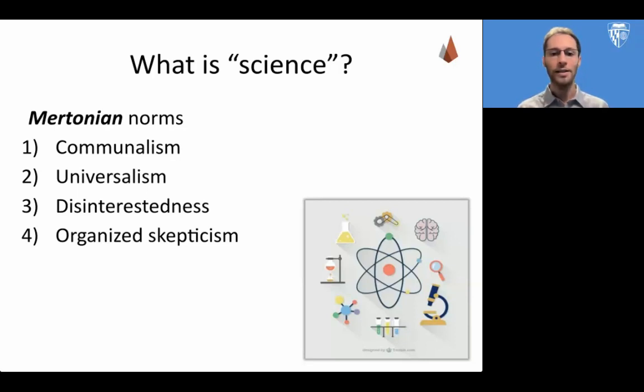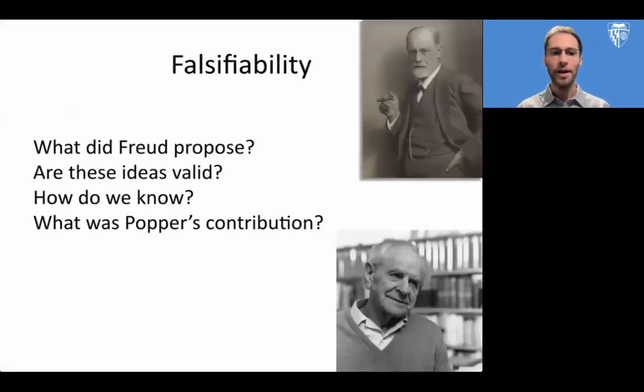Then we have organized skepticism. This is, I think, one of the more underrated aspects of science, or the underappreciated aspects anyway. This is the idea that scientific claims should be exposed to critical scrutiny before being accepted, both in methodology and in institutional codes of conduct. What that means is that we should have a skeptical mindset when approaching any new ideas, even if we like them emotionally.